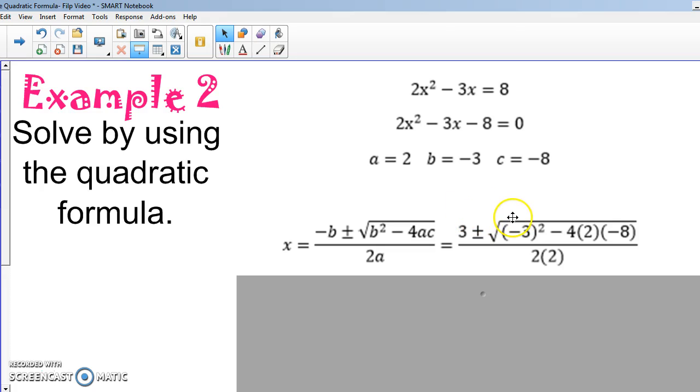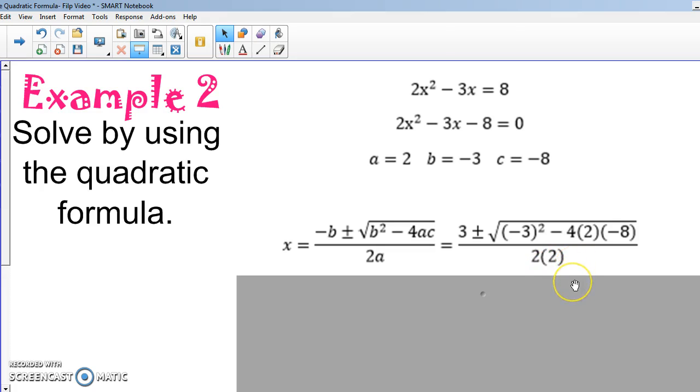And then we have plus or minus the square root of our negative 3 squared. Notice how when I write it, I go ahead and put the negative 3 in parentheses. The reason that I do that is because that's my reminder for when I type it in the calculator that whenever I do negatives, it has to go in parentheses. And then we have minus 4 times 2 times the negative 8 divided by 2 times 2.